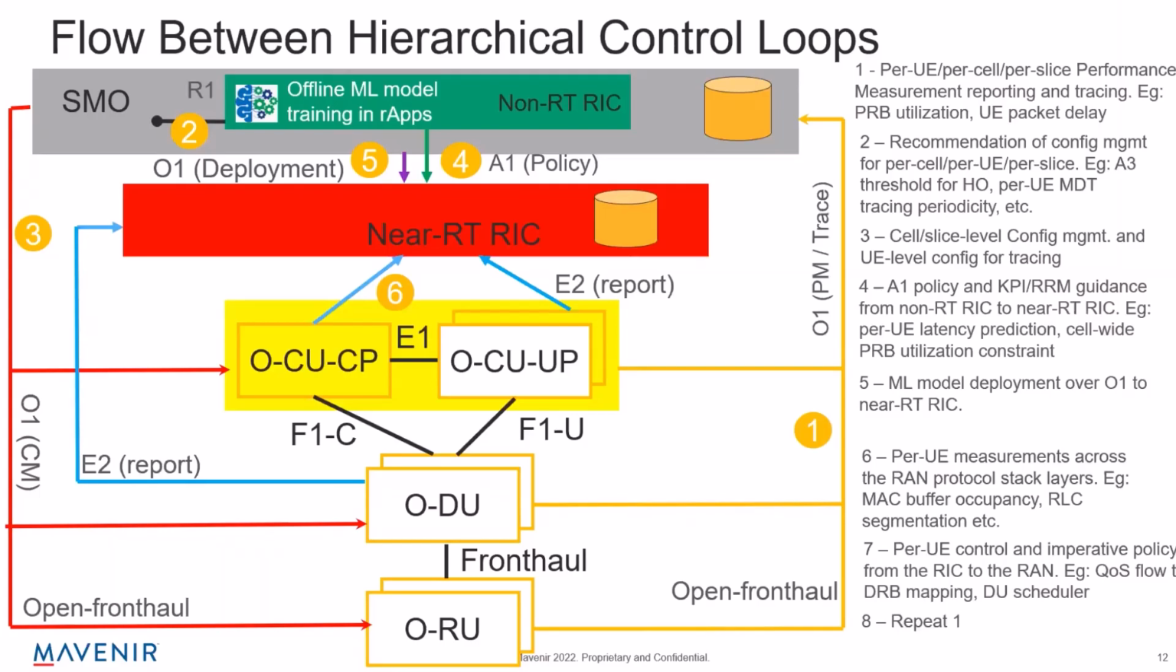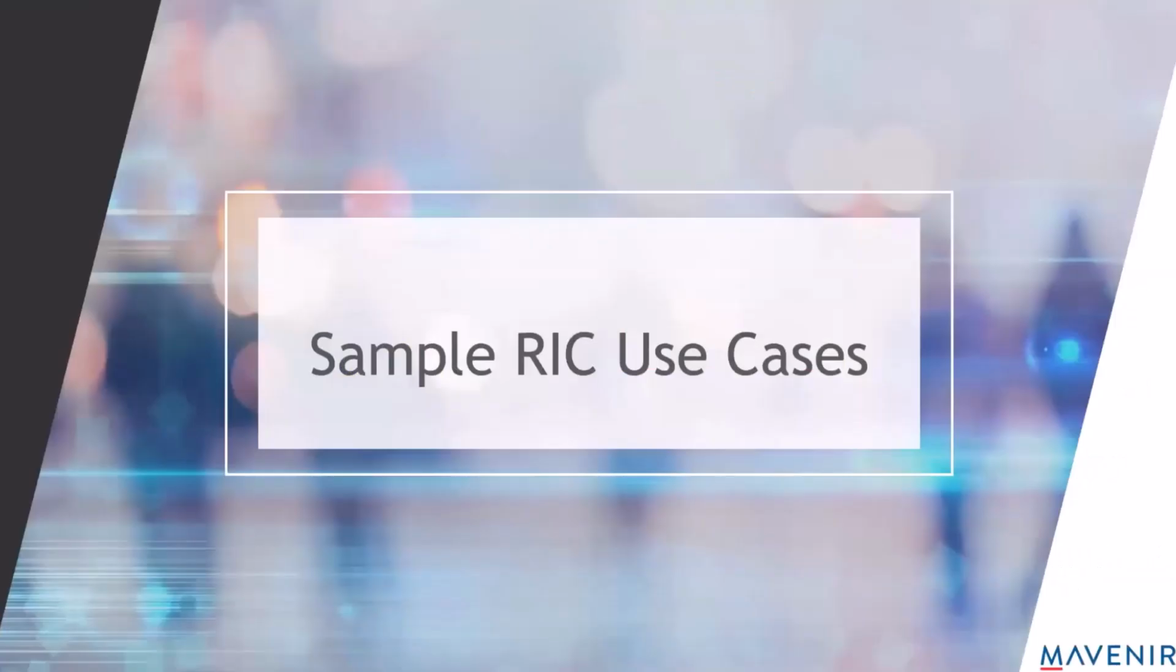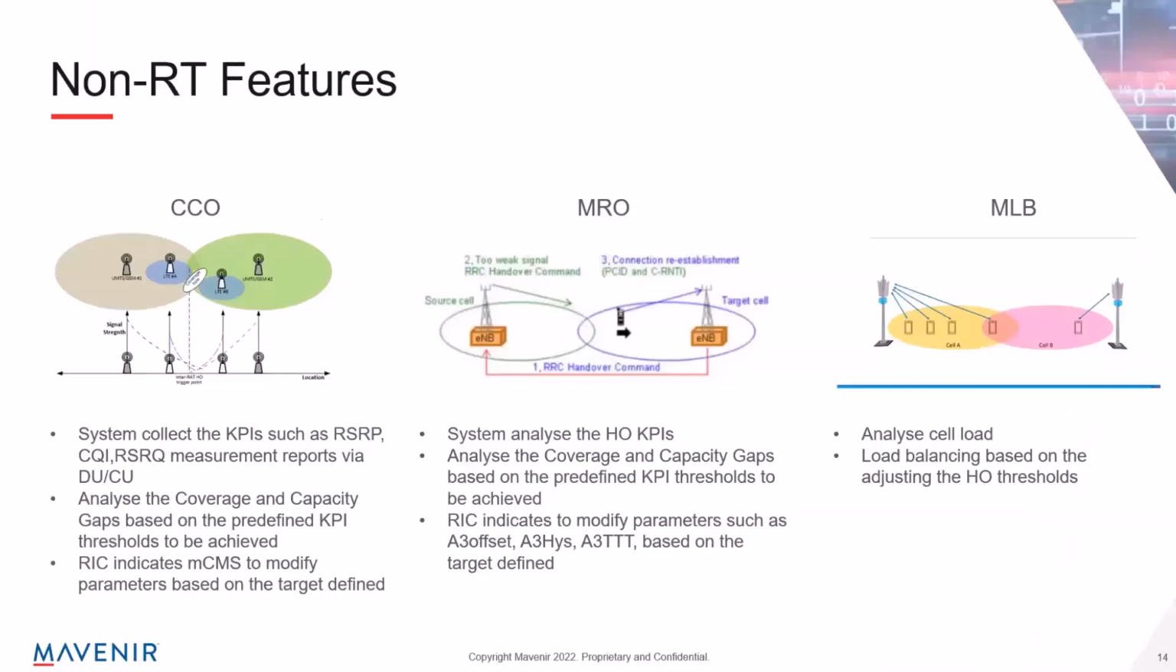So this kind of scenario happens with the SMO, near real-time and non-real-time RIC together to improve the user performance. So let's talk about what we are experiencing, or what we have as use cases today, what we see as the initial use cases together with the RIC. These are very popular non-real-time features, and these are also very common when it comes to self-organizing networks, or SON networks, as well.